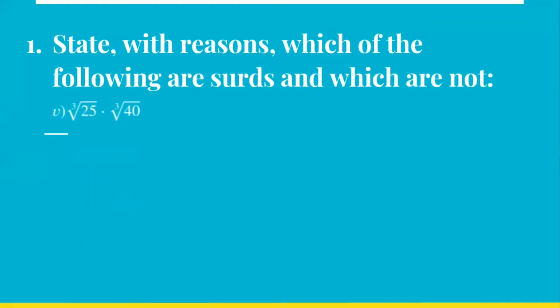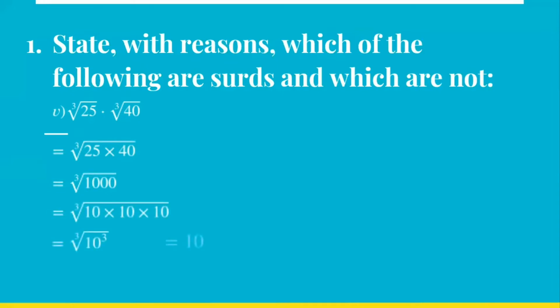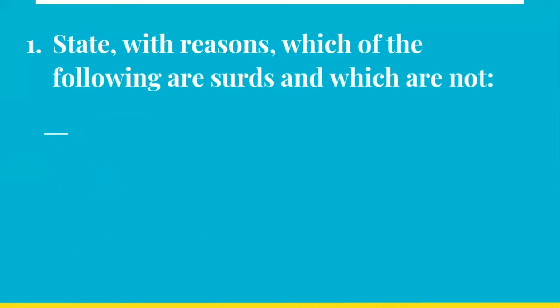So the root sign has to be there. So cube root of 25 into cube root of 40 is the cube root of 25 times 40, which is the cube root of 1000. And when we solve this, the cube root of 1000 is 10, which is an integer, and therefore it is not a surd. Right? So this is not a surd. When you look immediately at the root sign, you can think that it is a surd. No, you have to expand it further. When you solve it further, we come to an integer. So therefore it is not a surd.